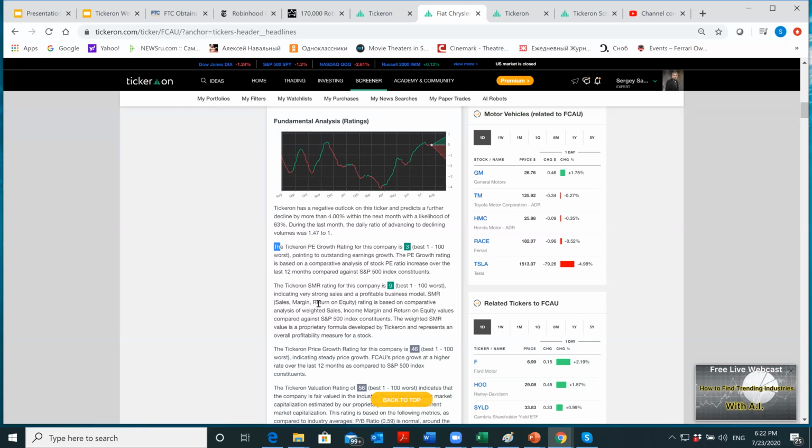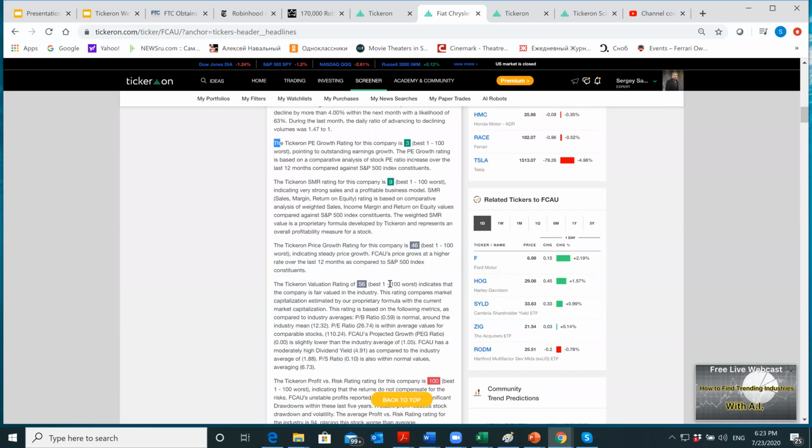SMR, it is sales margin and return on equity. So you have equity inside of the company, also a kind of complicated concept, and it describes the business model. What are the sales, what is the margin, what are the returns? So we combine that into one rating and compare this company with other companies. It turns out that's 9. It's not bad, okay? So it's not a bad company. Overall, on a longer term, it's not bad. But not everything is green, but not red, okay? So you see some of the red. We'll get there, okay? So here, Tickeron price growth.